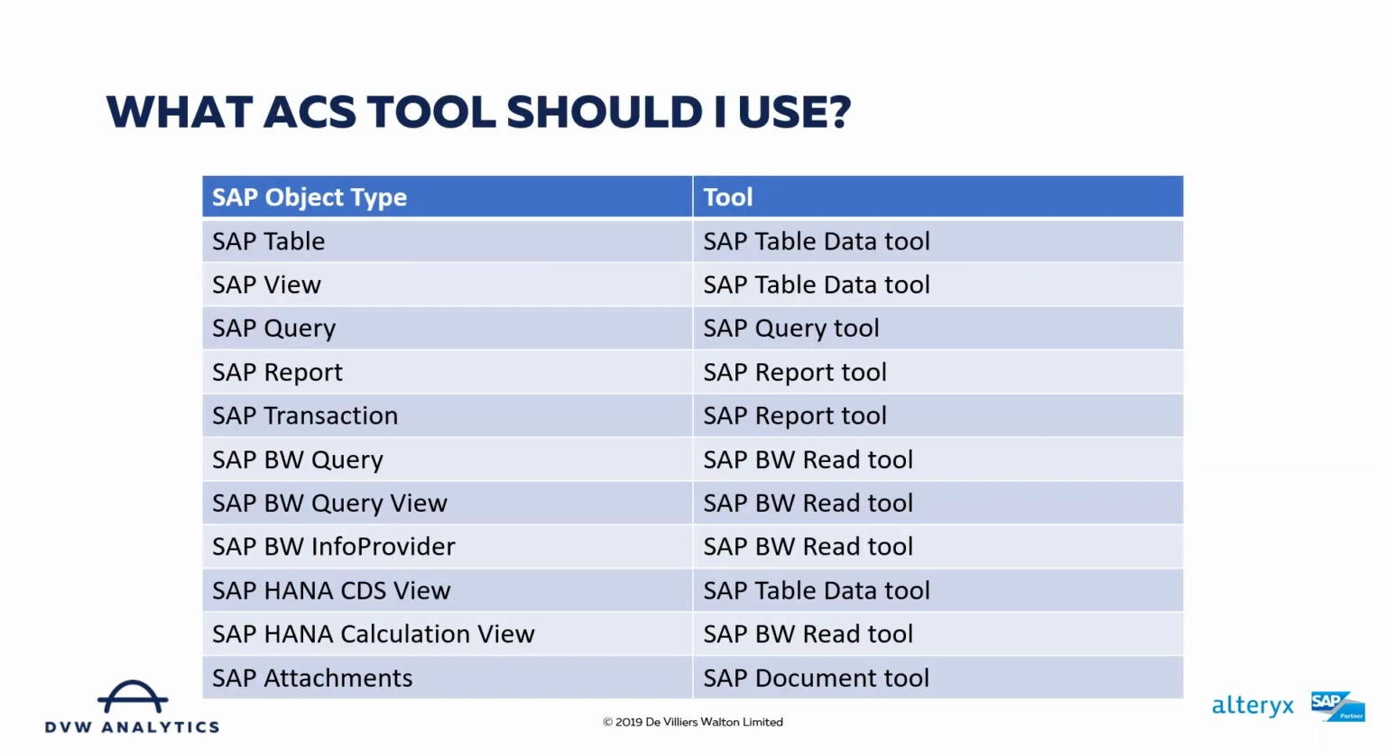Just before I hand over to Sky, here's a summary, and the deck is available to you if you'd like to download it from the meeting here. It summarizes the different types of SAP objects that we can support, along with the Alteryx Connector for SAP tools that we can use to actually retrieve data from those particular objects.